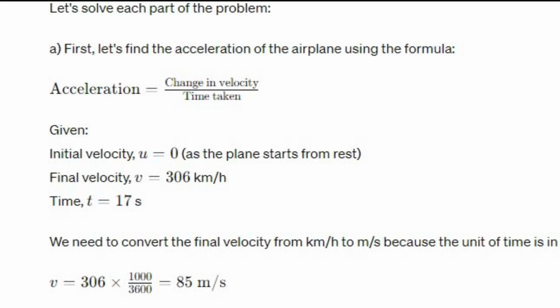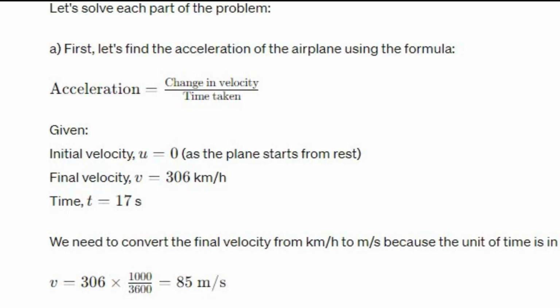A. First, let's find the acceleration of the airplane using the formula: acceleration equals change in velocity over time taken. Given initial velocity v equals 0 as the plane starts from rest. Final velocity equals 306 km per hour. Time t equals 17 seconds.